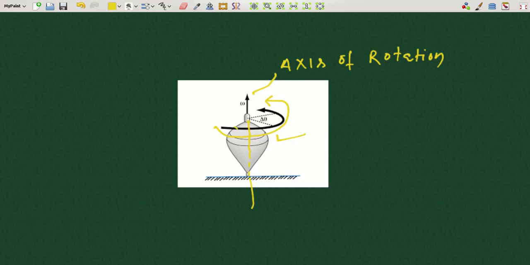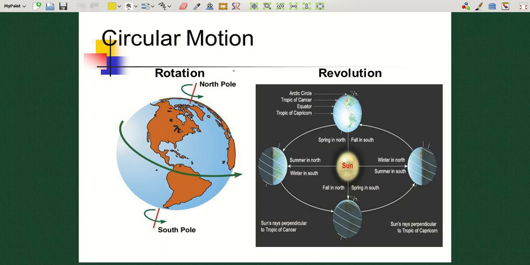Now see how the earth is spinning about its axis. You can see here the sun, and about the sun, the earth is moving in a circular path. This is called revolution. But here you can see this is the axis of rotation, and the earth is rotating or spinning about this axis of rotation. This is rotational motion.